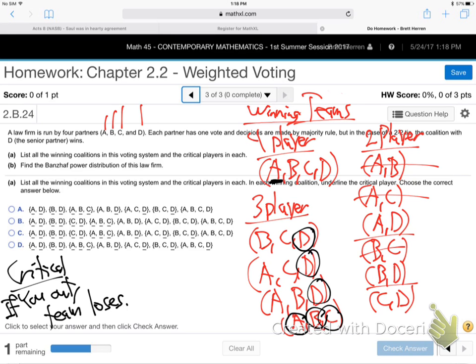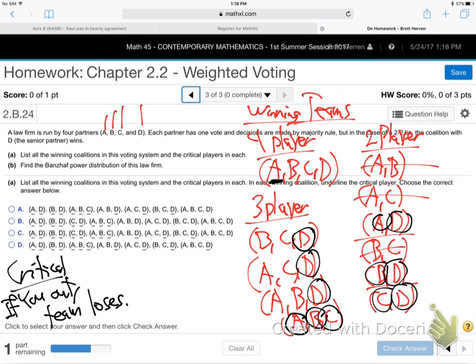The 2-player teams, everybody's critical, right? If you're winning as a 2-player team and one of you doesn't come, well, then you've only got one person. You're not going to win. So they're critical. They're all critical, right? If you only have a 2-player team, anybody doesn't show up, they lose. They're all critical on the 2-player team, right? That making sense? Is that good? All right, so we got them all.